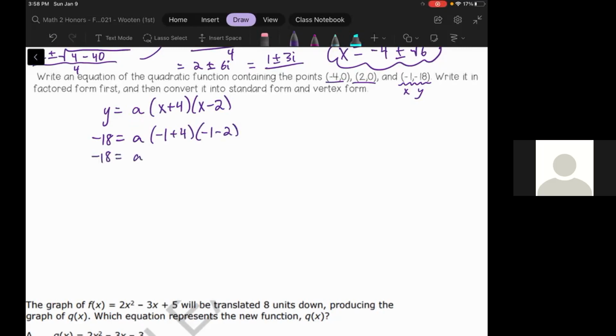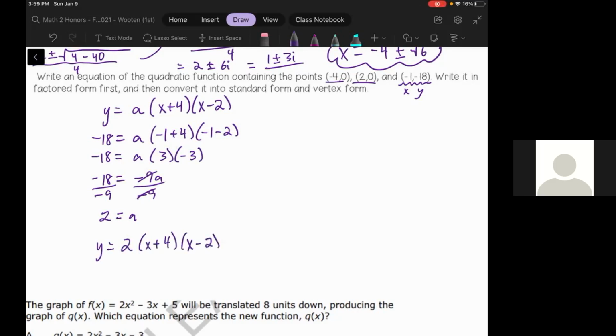Let's simplify that a little more. -1 plus 4 is 3. -1 take away 2 is -3. So now on the right side, a times 3 times -3, that makes -9a. So to solve for a, we just divide both sides by -9. That's going to tell me that a must be -18 divided by -9. Negative divided by negative is positive, and 18 divided by 9 is 2. So my factored form will be y equals 2 times (x plus 4) times (x minus 2).